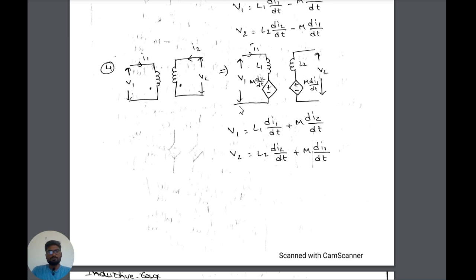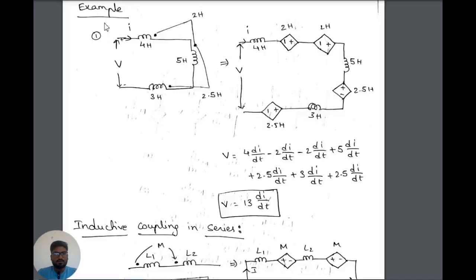If we apply the KVL equation, total voltage is equal to the sum of all the drops, that is V1 = L1 di1/dt plus M di2/dt, and for V2, if you apply KVL here, then L2 di2/dt plus M di1/dt, here it is positive. We will get more clarity if we take an example.